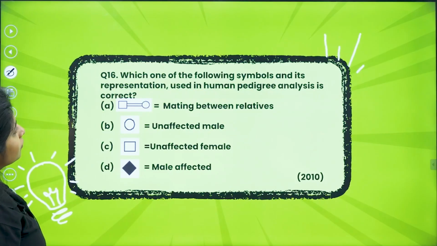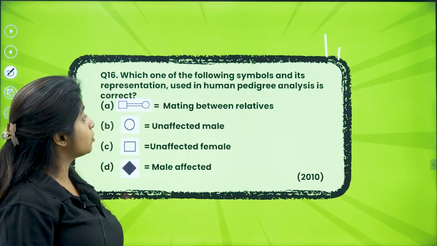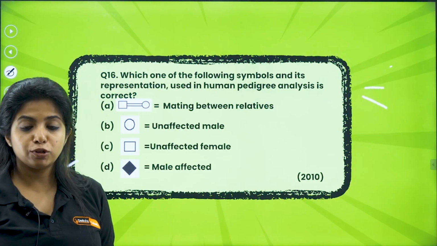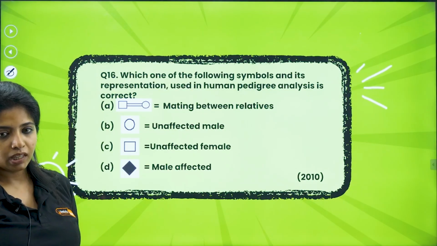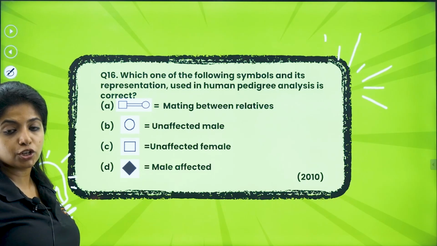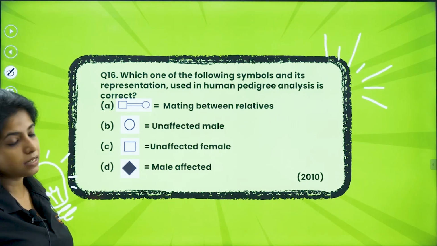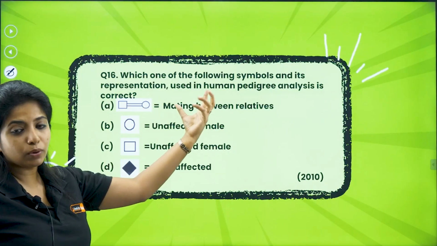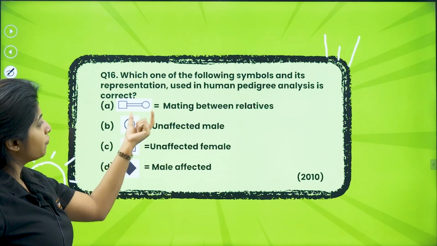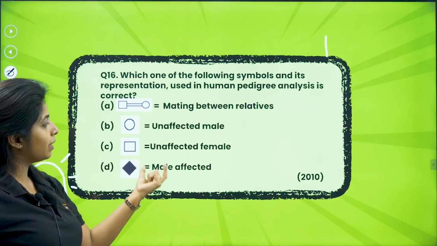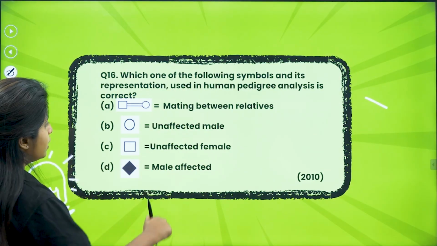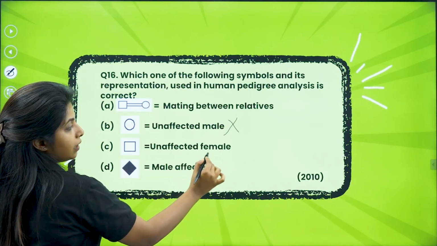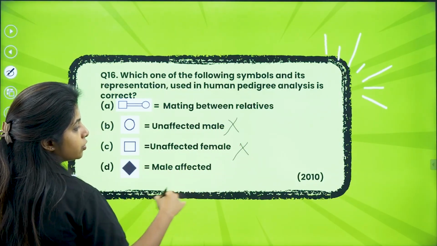Now, which one of the following symbols and its representation used in human pedigree analysis is absolutely correct? Which one of the following is correct, my dear children? So, box and then 2 lines and then circle, mating between relatives, is that correct? Unaffected male, unaffected female, male affected, which one is correct? So, here circle means female, so this is wrong. Here square means male, here it is female, so that is wrong.